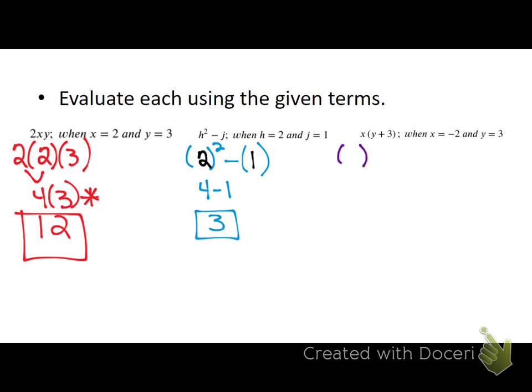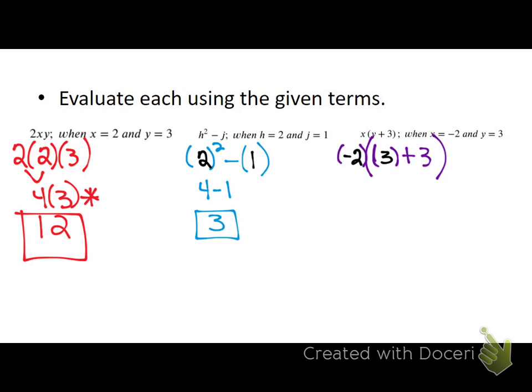This is going to look a little confusing because we're going to have all kinds of parentheses up in here, but that's okay. Okay, what do I substitute here for x? And what do I substitute for y? 3. Now, how can I start to solve this problem?